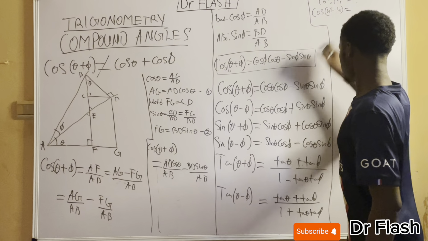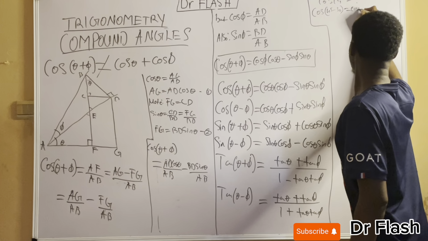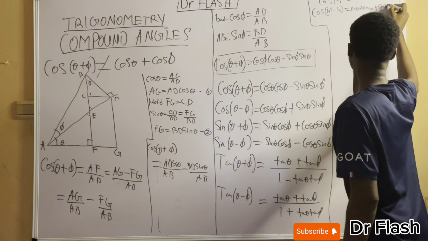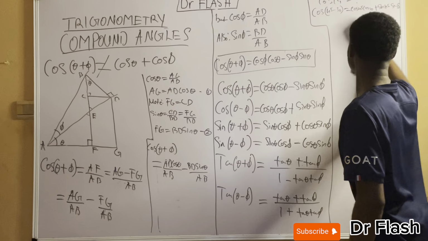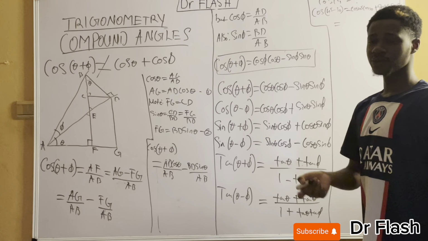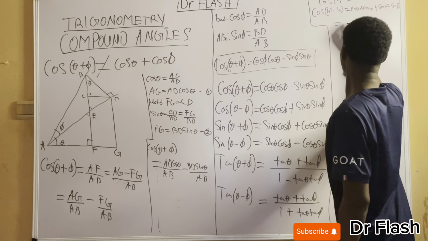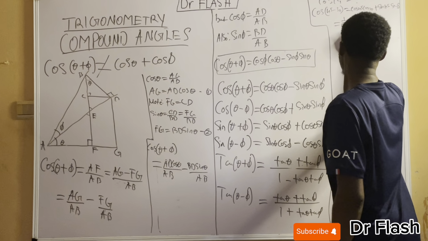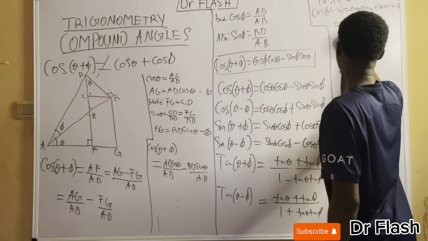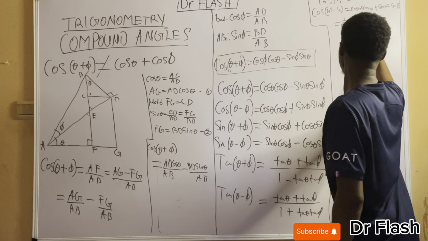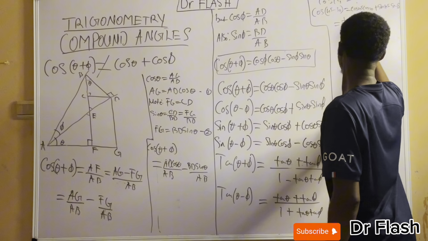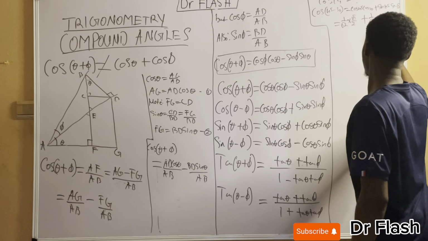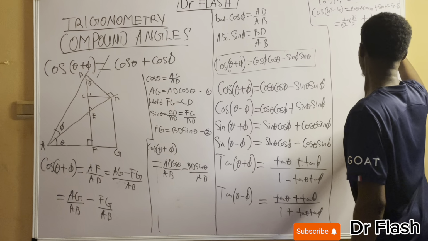So this now becomes cosine 45 cosine 30 plus sine 45 times sine of 30 degrees. Now what is cosine 45? Cosine 45 is something we proved in our previous video in short form. Cosine 45 is 1 over root 2, okay, multiplied by cosine 30. Cosine 30 is root 3 over 2, plus sine 45 is 1 over root 2, multiplied by sine 30. Sine 30 is 1 over 2.